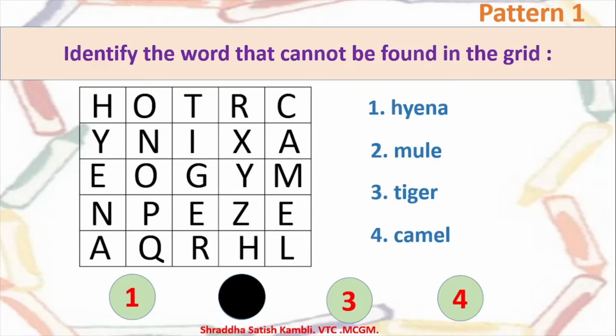How did I arrive at the answer? How did I know that it is the second one? Because I located the others in the grid. So see, 1 is here, hyena, hyena. Then 3 is here, tiger, tiger. 4 is here, camel, camel. So which one is not there? The second one, mule, is not there in this particular grid. Okay, so this is how questions in pattern 1 will go.